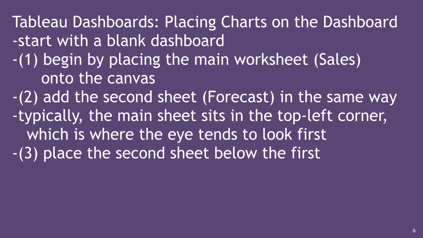Typically the main sheet sits in the top left corner because this is where your eye normally tends to look first in most cultures. And then place the second sheet below it. So that would be sales and then forecast.